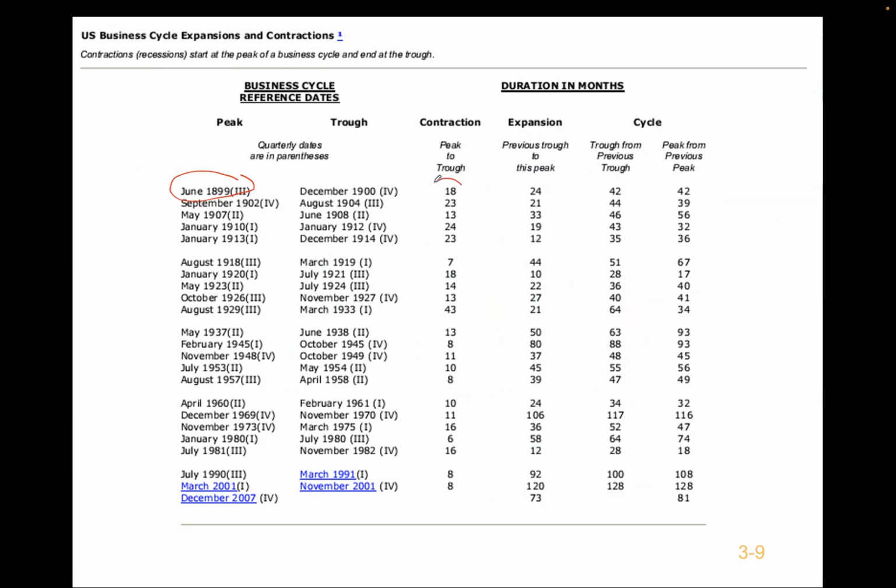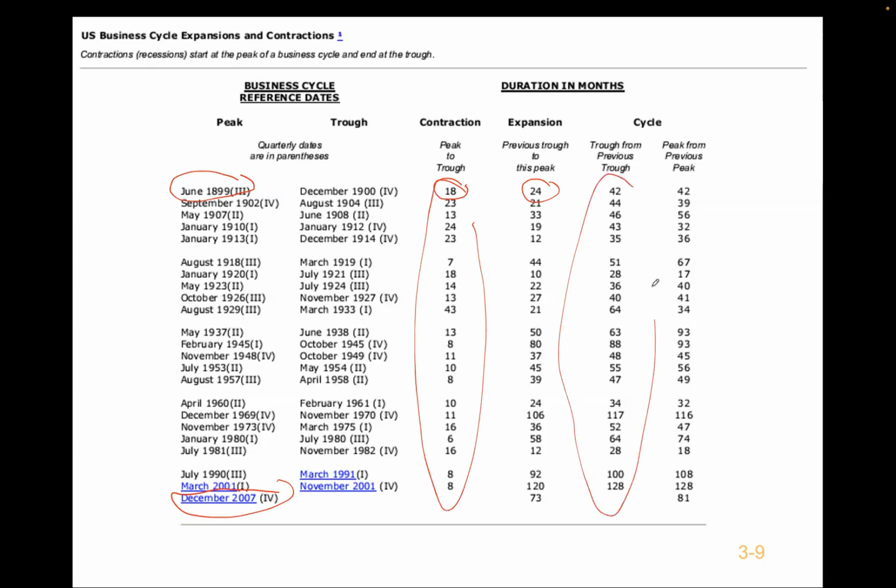Okay, here is the contraction, peak to trough, and expansion, right? And so on and so forth until the recent one, December 2007, right? So they just document all the recessions we have experienced, right? So in that sense, there isn't much pattern, right? Because timing can be different, or maybe just look at here. The timing can be different, right? It can be very different.